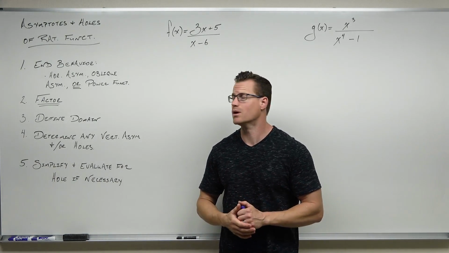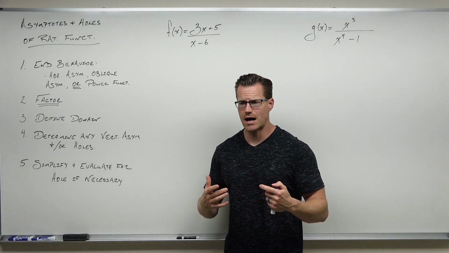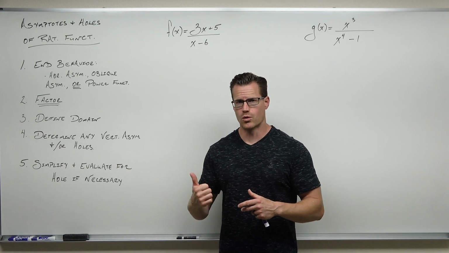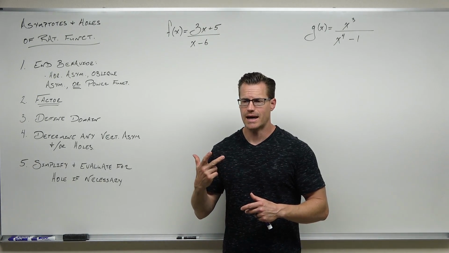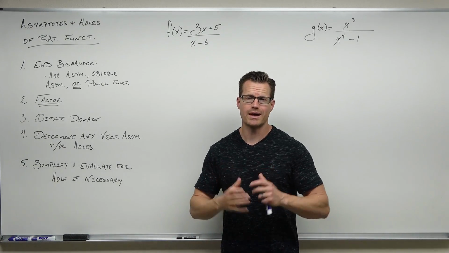So here's what we're going to get into. What I expect you to learn from this is how to appropriately find a horizontal asymptote, an oblique asymptote, vertical asymptote, and holes if they exist. So we're going to put all that together.